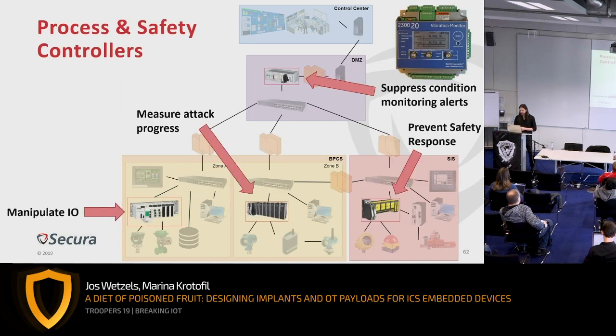Another part where you will probably need to implant is at the process and safety controllers. So these are basically your PLCs, your DCS controllers, your RTUs, stuff like that. And that might be for different reasons. You might want to manipulate the I/O, you want to measure your attack progress, maybe you want to suppress condition monitoring alerts. For example, if you have a payload that causes equipment to vibrate, you might have a second system that does vibration monitoring and sends alerts at a certain point that you want to suppress while the attack is in progress before the actual damage is carried out. And of course, you also want to prevent any kind of automated or mediated safety response.